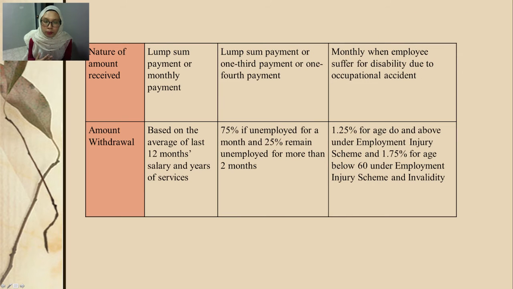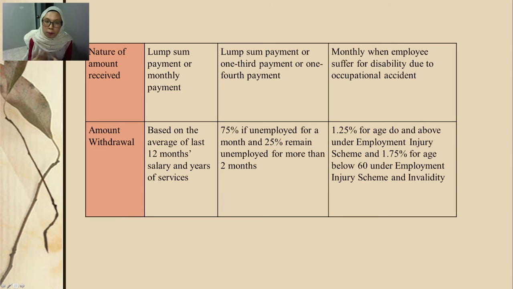The fourth aspect is nature of amount received. In pension scheme, lump sum payment or monthly payment. In EPF, lump sum payment or 1 until 3rd payment or 1 until 4th payment, and SOCSO monthly when employees suffer disability due to occupational accident.